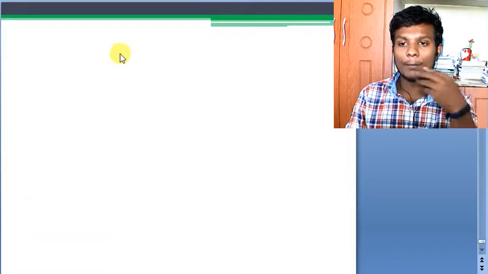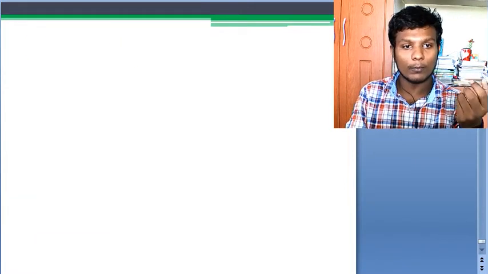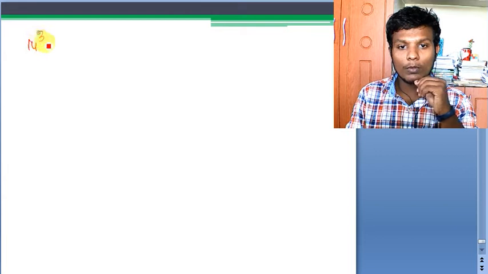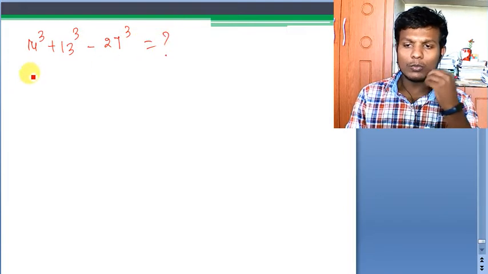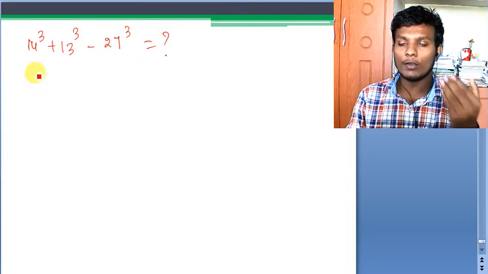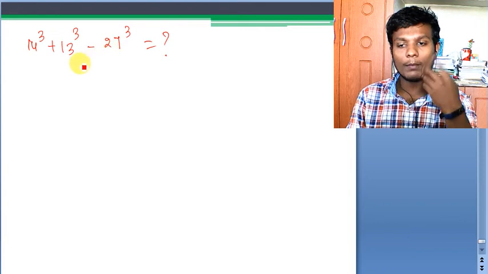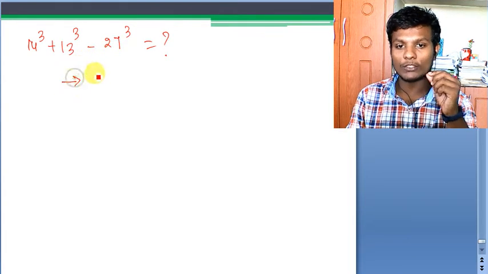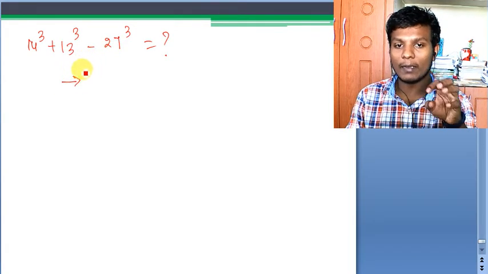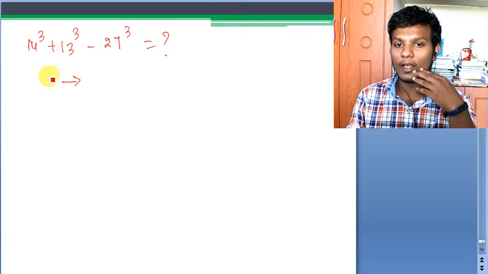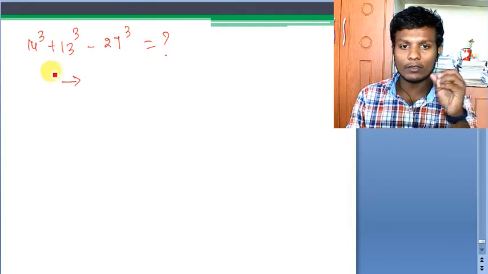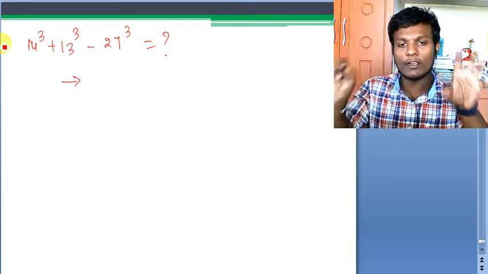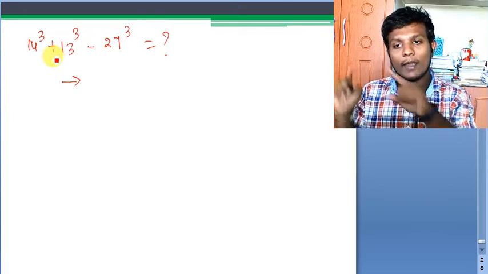Sometimes what will happen, they will suddenly ask something like, suppose I ask you 14 cube plus 13 cube minus 27 cube is how much? Very well, you can calculate what is 14 cube, what is 13 cube, and add them. But here I will add a tail to the question. Don't directly multiply or find the cubes, find the answer. There comes the picture of algebraic identities. So you have cubes and three different numbers, and what is the algebraic identity that we have there?